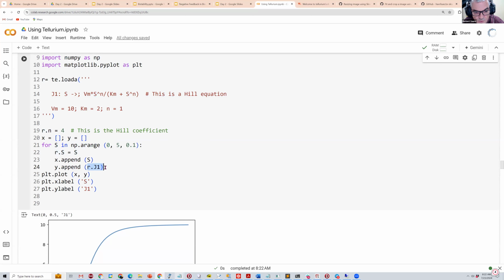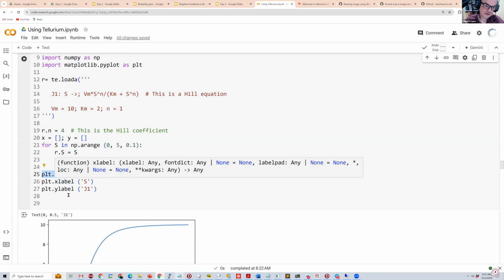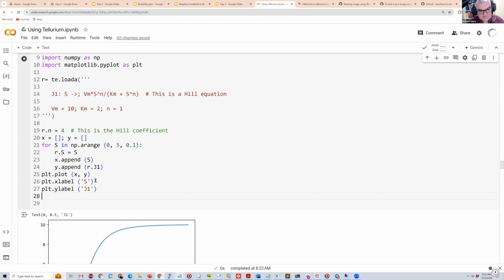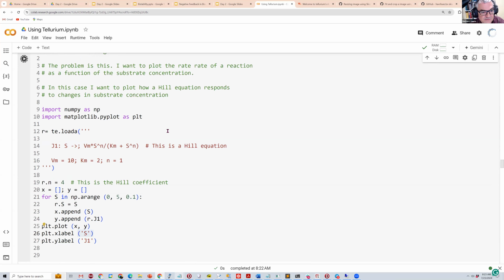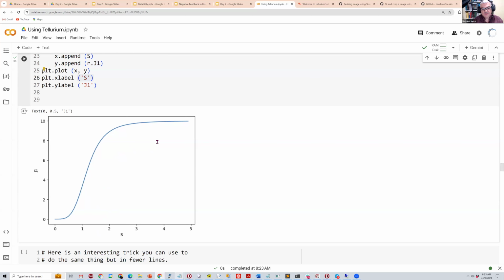Now, when I ask for J1, Tellurium will automatically compute that, given the current set of values for the model. Because I assigned S to a different value, it'll compute the rate at that value. And so this goes round and round, collecting X and Y values, appending them to the list. Then all I have to do is plot it. For matplotlib, you just give the X and the Y list. I'm going to add an X-axis label and a Y-axis label, and then let's run it to show you what you get, and this is what I get.